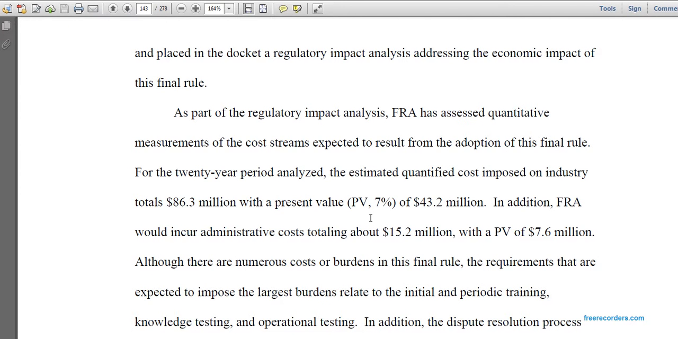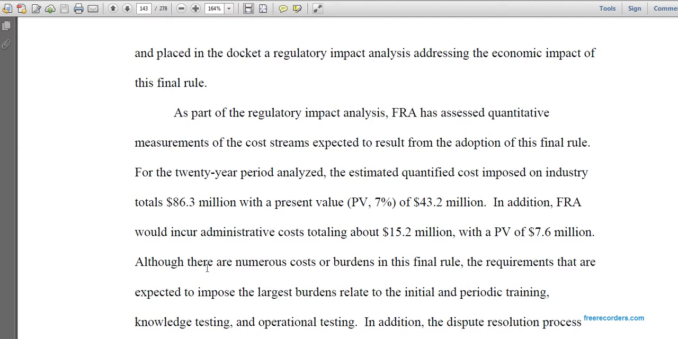As part of the regulatory impact analysis, the FRA has assessed quantitative measures of the cost stream expected as a result of the adoption of the final rule over the 20-year period and analyzed estimated qualified costs imposed on the industry, totaling $86.3 million, with a present value at 7% of $43.2 million. In addition, the FRA would incur administrative costs totaling $15.2 million with a PV of $7.9 million.